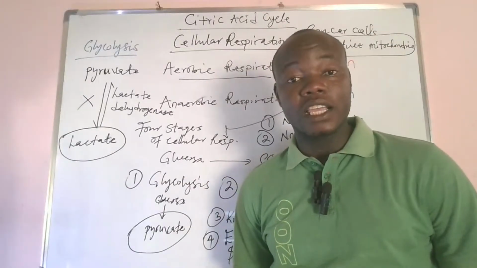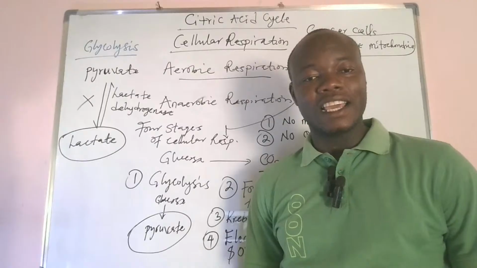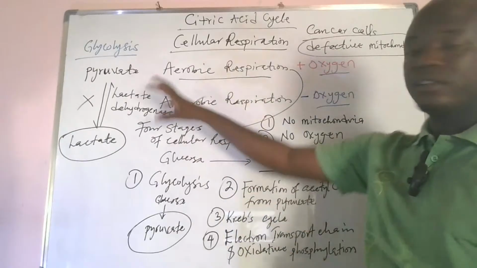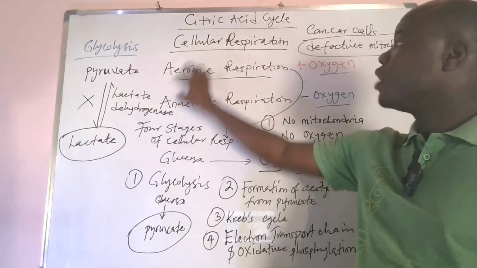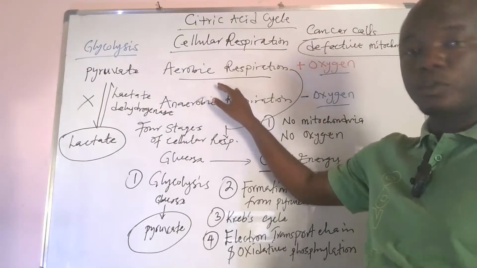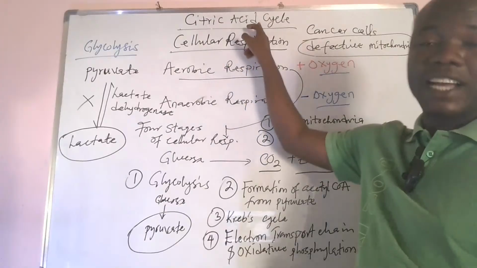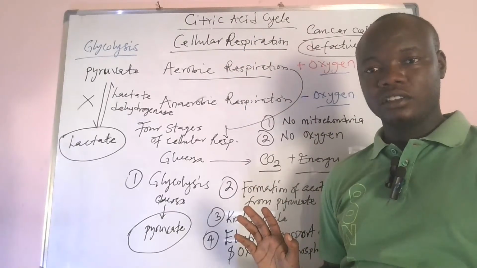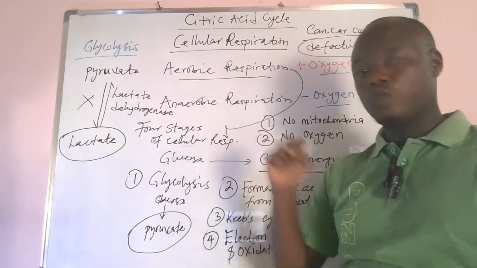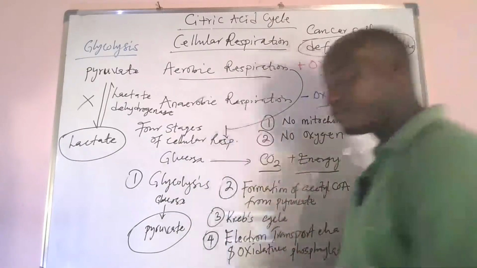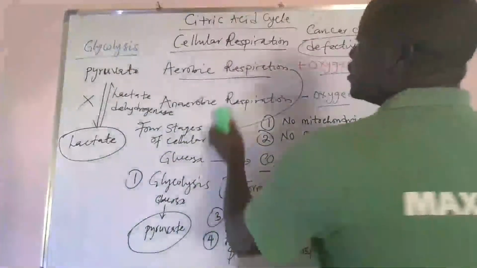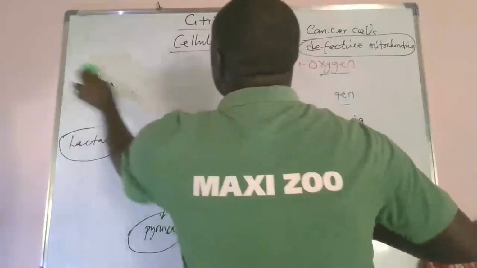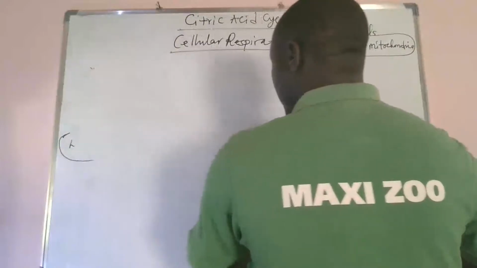Please, my friends, is that clear? Do you understand? If you understand, then we are now going to move to aerobic respiration, specifically the citric acid cycle. That is the topic we are going to look at for today. Okay, thank you very much. So now, the next thing is to look at the Krebs cycle.